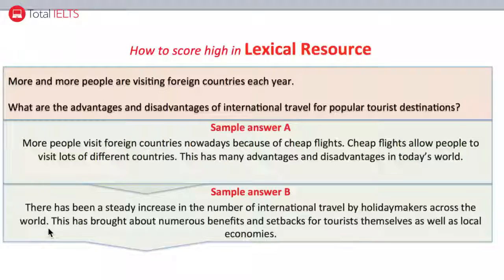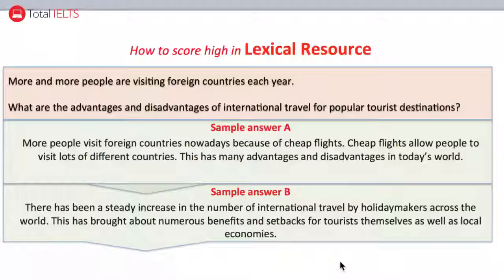He or she then goes on to say, this has brought about numerous benefits and setbacks. So instead of advantages and disadvantages, they used benefits and setbacks, which is very good for tourists themselves as well as local economies. So instead of tourist destinations, this candidate used local economies. So again, answering the question, displaying a wide range of vocabulary.